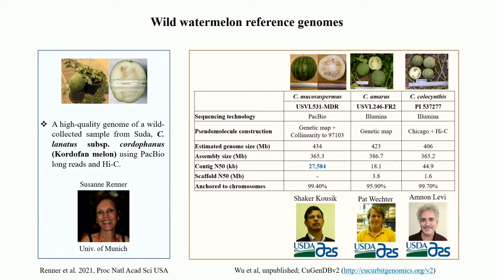During the past several years, we developed several reference genomes for the wild watermelon species. The first one, in collaboration with Susan Renner, is a reference genome for Phanos. It was assembled using long reads, and we provide enough evidence to support that this is the direct progenitor of cultivated watermelon. Then, in collaboration with Shekel, Pat, and Amnon, we developed reference genomes for the other 3 species widely used in the breeding program: Mycosopomos, Amarus, and Colocynthis.